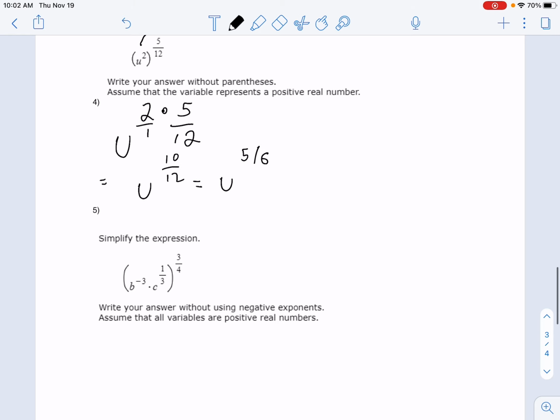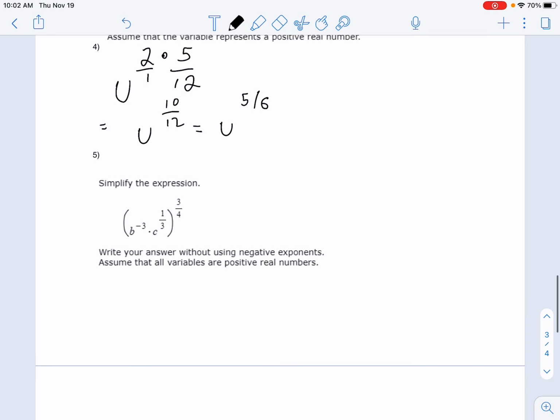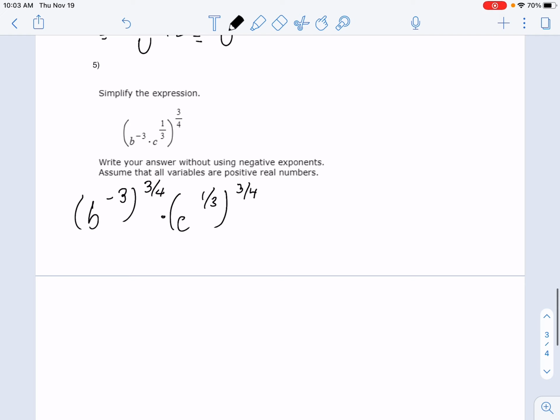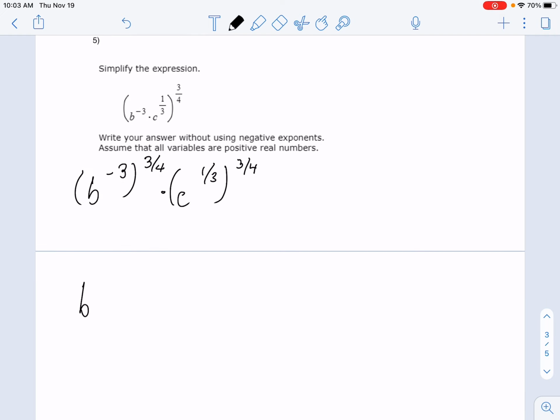Okay. Number 5, we have a product to a power. So that's going to be b to the negative 3. It'll get that exponent of 3/4 times c to the 1/3, which also gets that exponent of 3/4. And then we know when we have a power to a power, we multiply our exponents. That's going to be b to the negative 3 times 3/4. That's going to be negative 9/4. b to the negative 9/4.